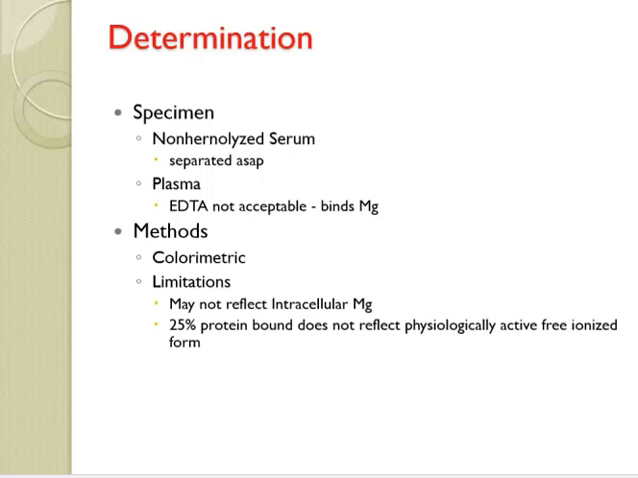EDTA is not acceptable because it binds with magnesium. Our methods are colorimetric methods. This is a method of determining the concentration of a chemical element or chemical compound in a solution with the aid of a color reagent. The limitations are that it may not reflect intracellular magnesium. 25% is protein bound, which does not reflect the physiologically active free ionized form.